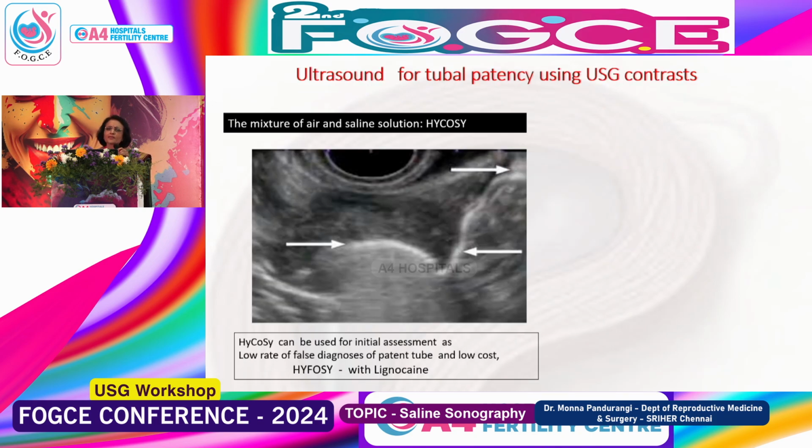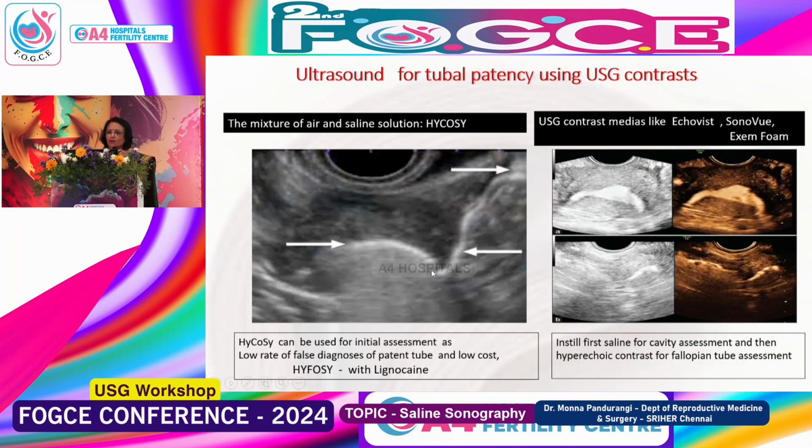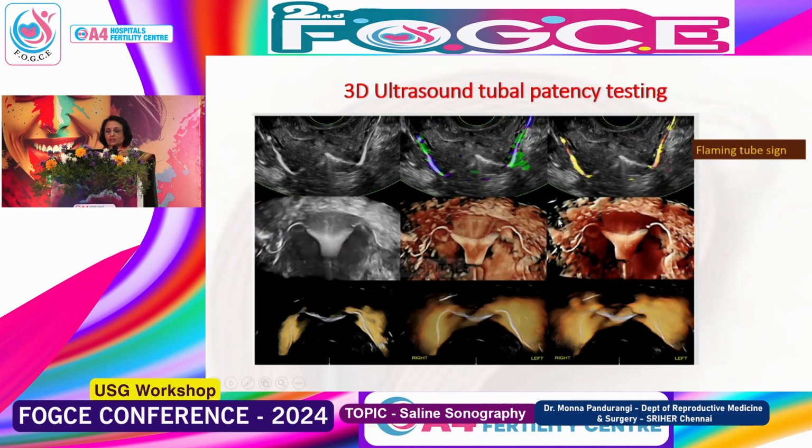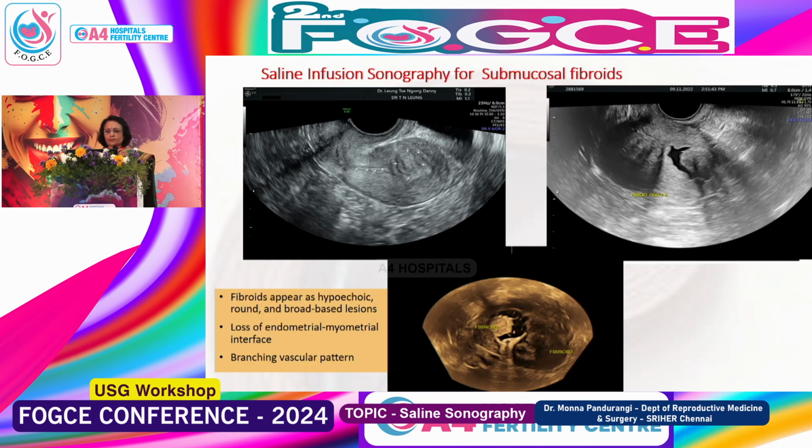For tubal patency, you can use ultrasound based contrast, which can be air with saline. You can push it in and you can see the filling here, hyperechoic, or there are other contrast media like ExEm Foam, Sonovue and Echovist, but they are costly. You can do a 3D along with that and get beautiful pictures like this to say whether the tubes are patent and there is filling or not.